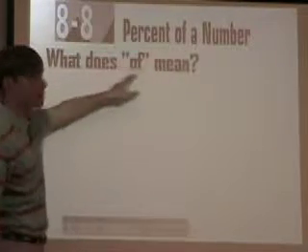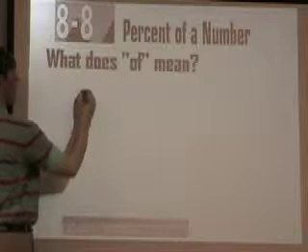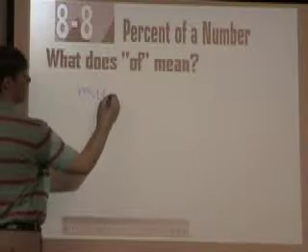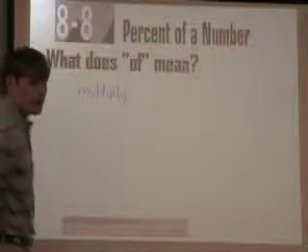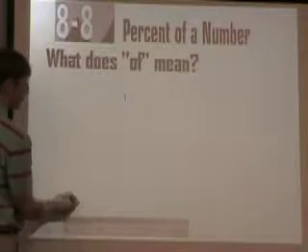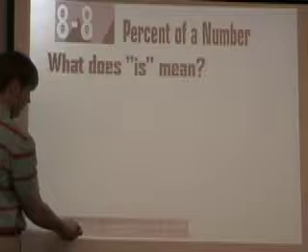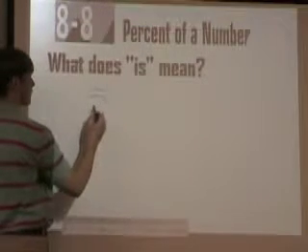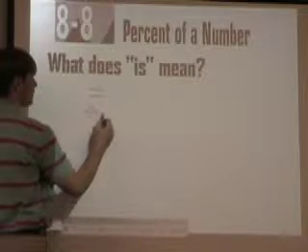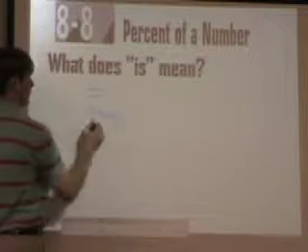What's the definition of the word of? Multiply. Yeah, that means to multiply. So you need to write down that the word of means to multiply. What about is? Is means equals. So is the same as equals.